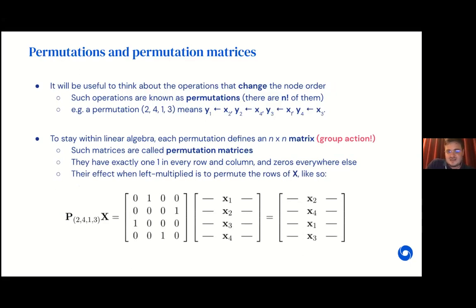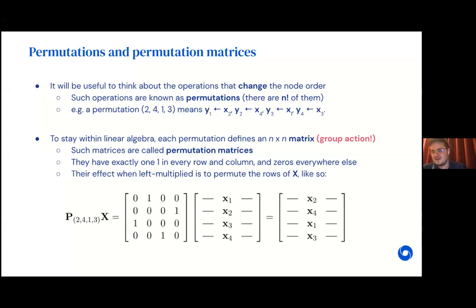And what's very convenient is that we can stay completely in the realms of linear algebra when talking about permutations, because every permutation defines a unique n by n matrix called the permutation matrix, which has exactly 1 in every row and column, depending on the specific layout of the permutation, and 0 everywhere else. And here you can see on a specific example, the only effect that this permutation matrix has when you multiply it with a node feature matrix like the one we constructed before is to permute the rows of the node feature matrix. And that's it. No other transformations are happening.